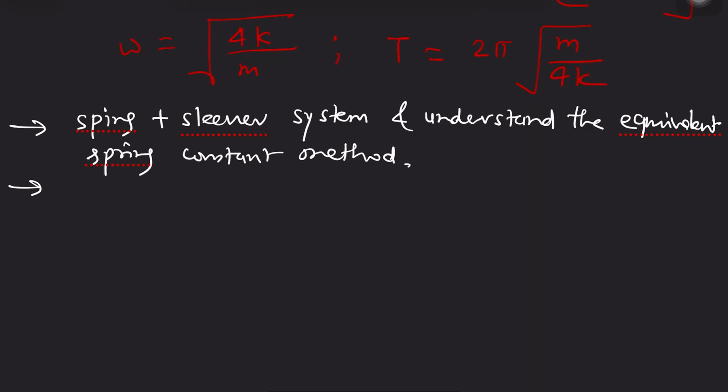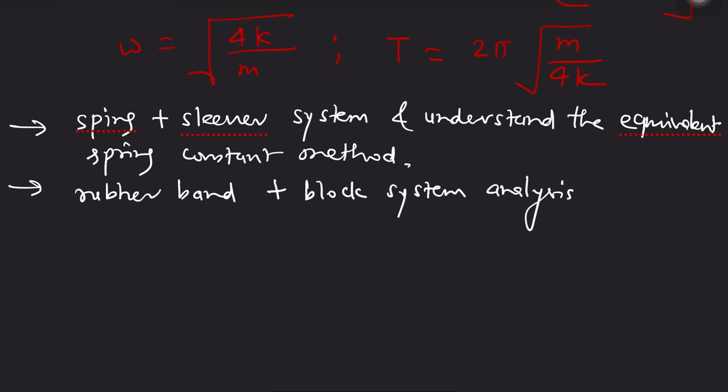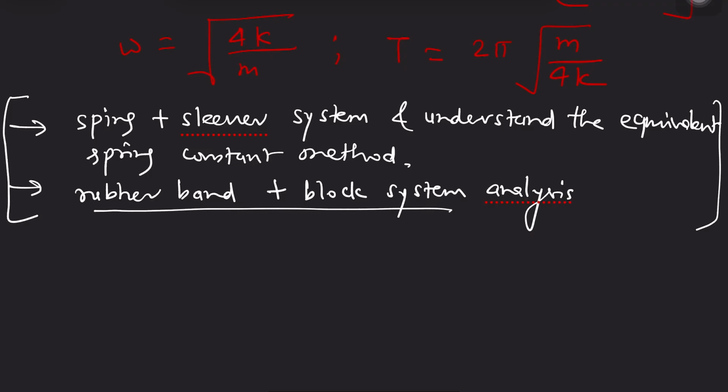And the second thing is rubber band plus block system analysis. This is also a very important idea, since these kinds of problems might come, and we should know how to handle these cases. Rubber is a special kind of elastic body, so we have to understand that idea properly. So these two things we have to understand first.